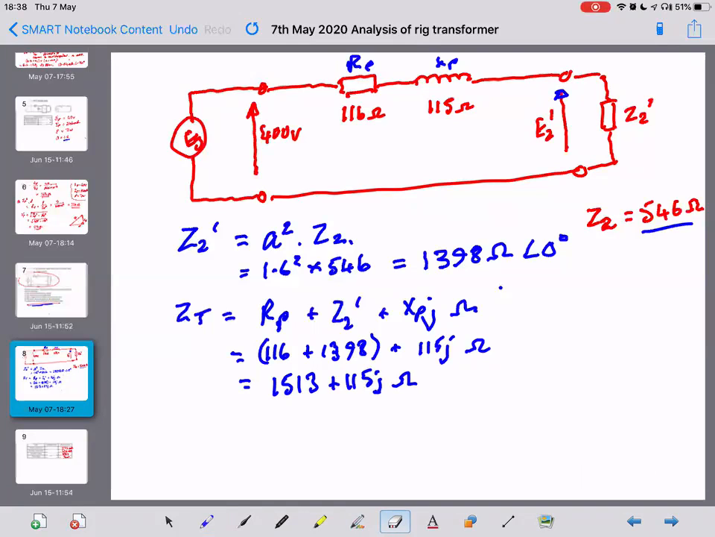What will that help us find? We can then find IP. Probably best if we also get a polar version of that as well.